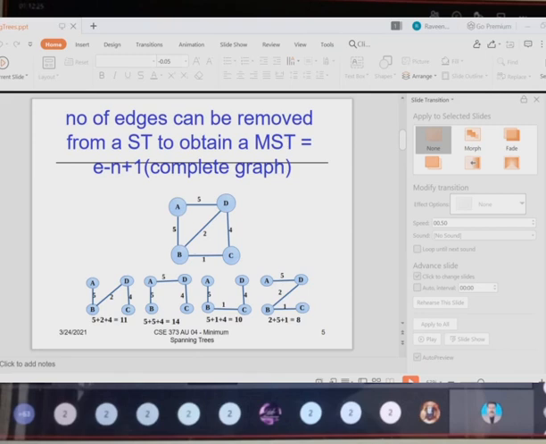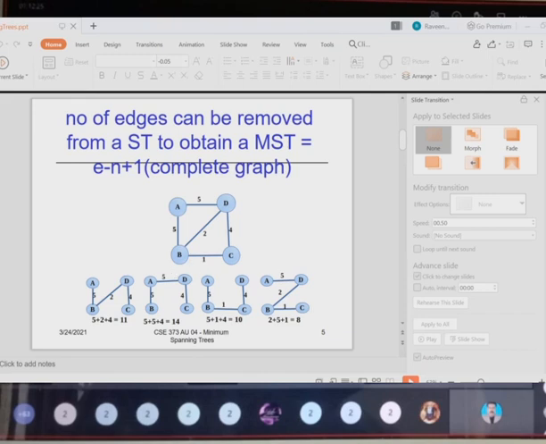It should end with the maximum cost. So what we have to do is accept an edge to expand the tree or forest only if it does not cause a cycle. As I already said, it should never cause a loop or a cycle, and it should not be disconnected.